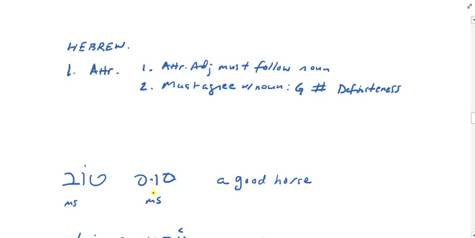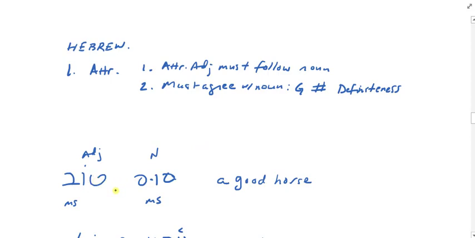Yes. Do they both share the same definiteness feature? That is to say, are they both definite or are they both indefinite? The answer is yes. This is indefinite and this is indefinite. And does the adjective follow the noun? Yes, because we're reading from right to left, aren't we? So the adjective comes after the noun.